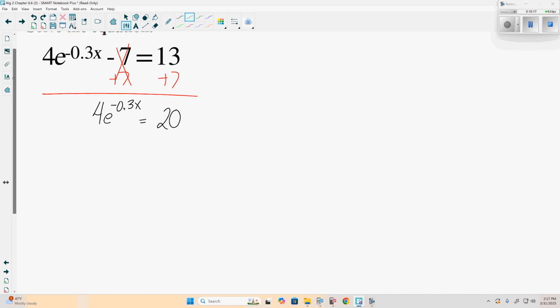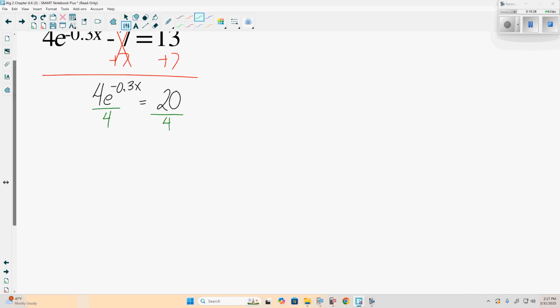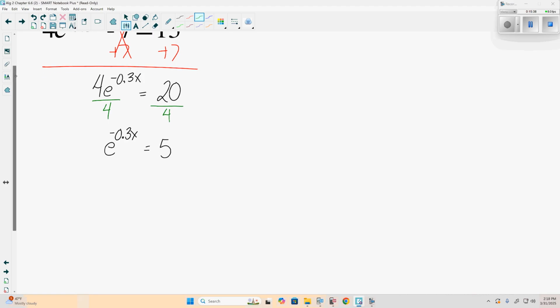20. Well, what else can we do? We can divide both sides by 4. Because our 4 divided by 4 will leave us with e to the negative 0.3x is equal to 5. Because we just want that term with the variable and the exponent by itself. One term on either side.